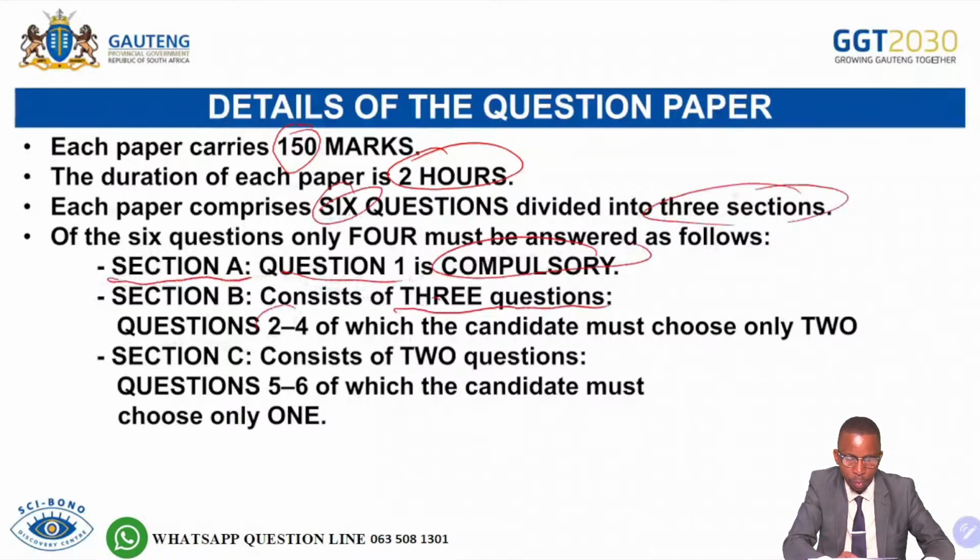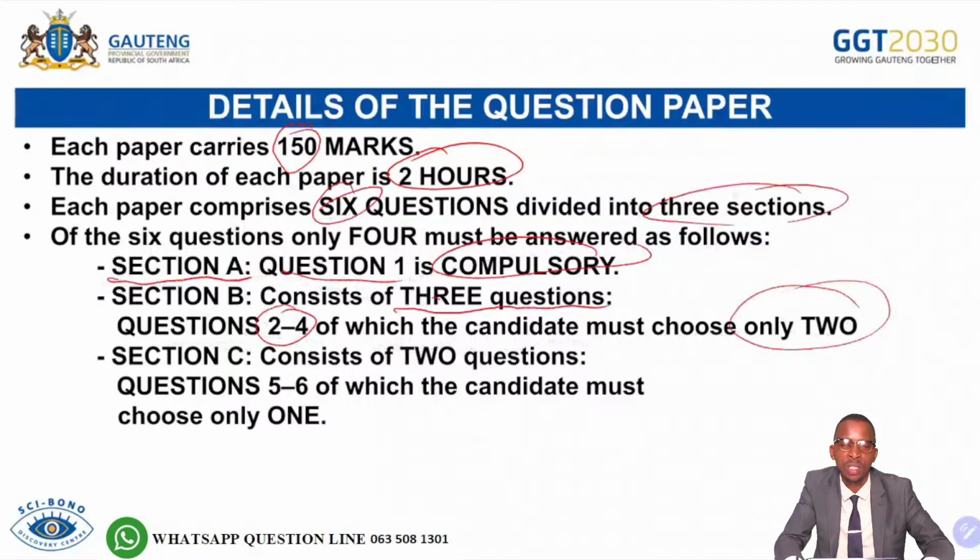From question 2 to question 4, the candidate must choose only 2. You must not answer all questions in section B. You are given 3 questions, you answer only 2 of them. Section C consists of 2 questions, namely question 5 and question 6. Question 5 is microeconomics, so it will be an essay under microeconomics. Then question 6 will be an essay under contemporary economic issues. You have to choose one question to answer. You don't answer them both between question 5 and question 6.